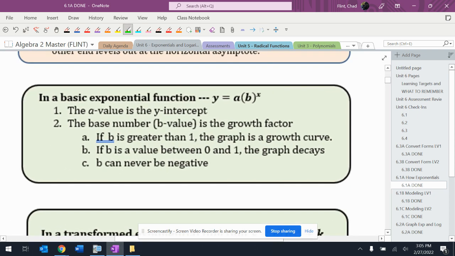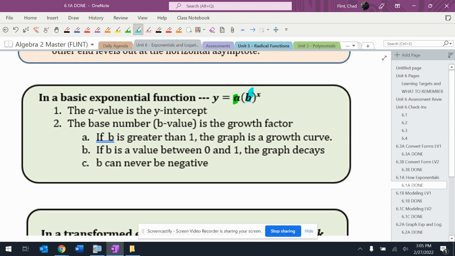It has two numbers, an a and a b. The b incorporates the growth factor. The a is just typically where it starts out at. So the a value is the y-intercept. That's what happens at 0, which is why it's what it starts out at. And the b number is the growth factor. So this is what we're going to take a look at in this section right here.